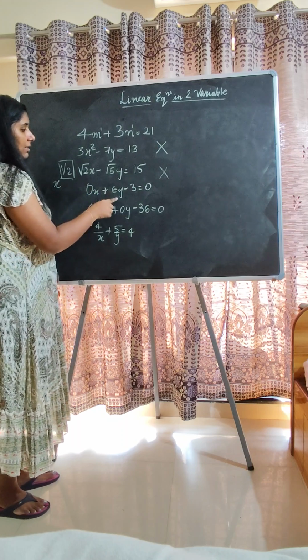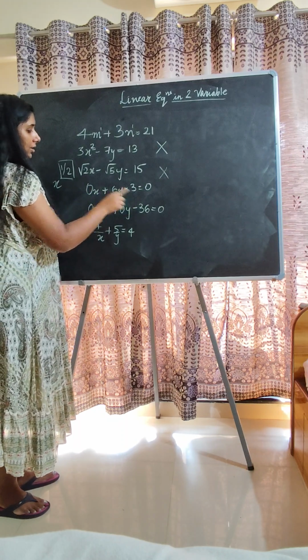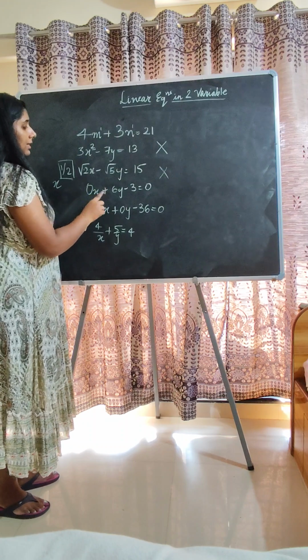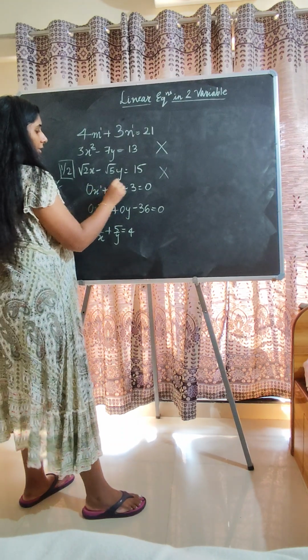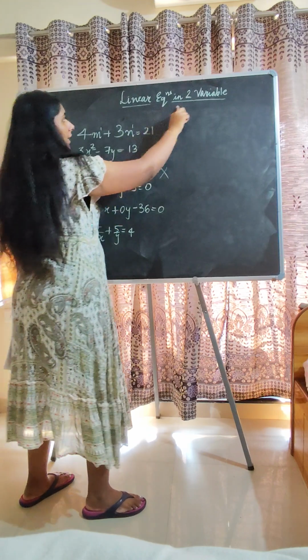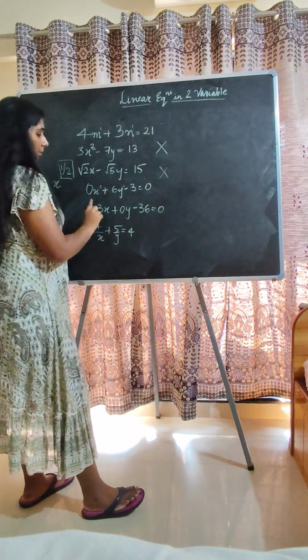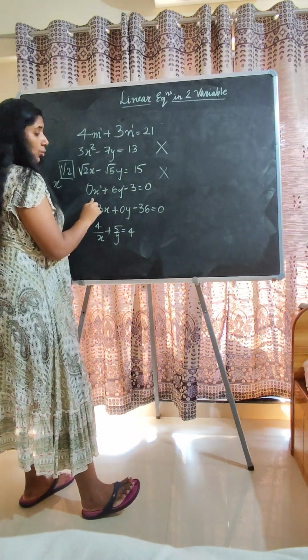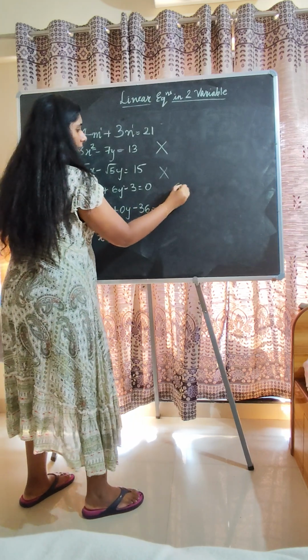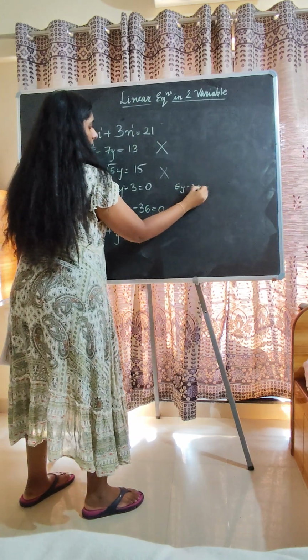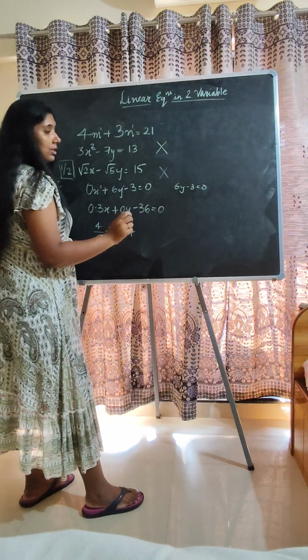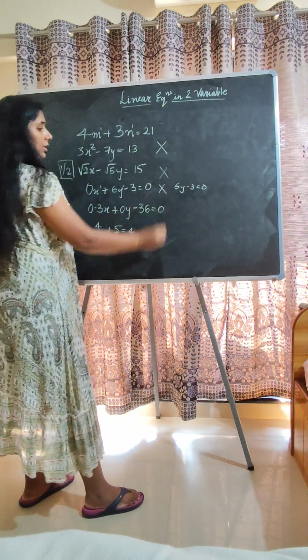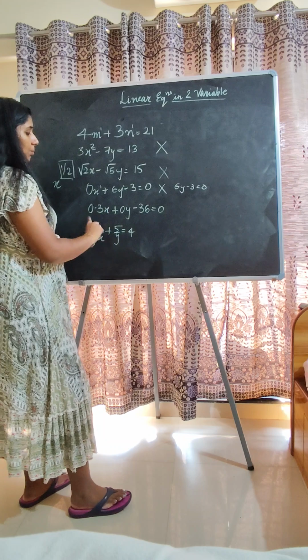Next, 0x plus 6y minus 3 is also not a linear equation in two variables. It is a linear equation because the powers are 1, but it is not in two variables because 0 into x is 0. So you will get 6y minus 3 is 0, just a single variable. So it is not a linear equation in two variables.